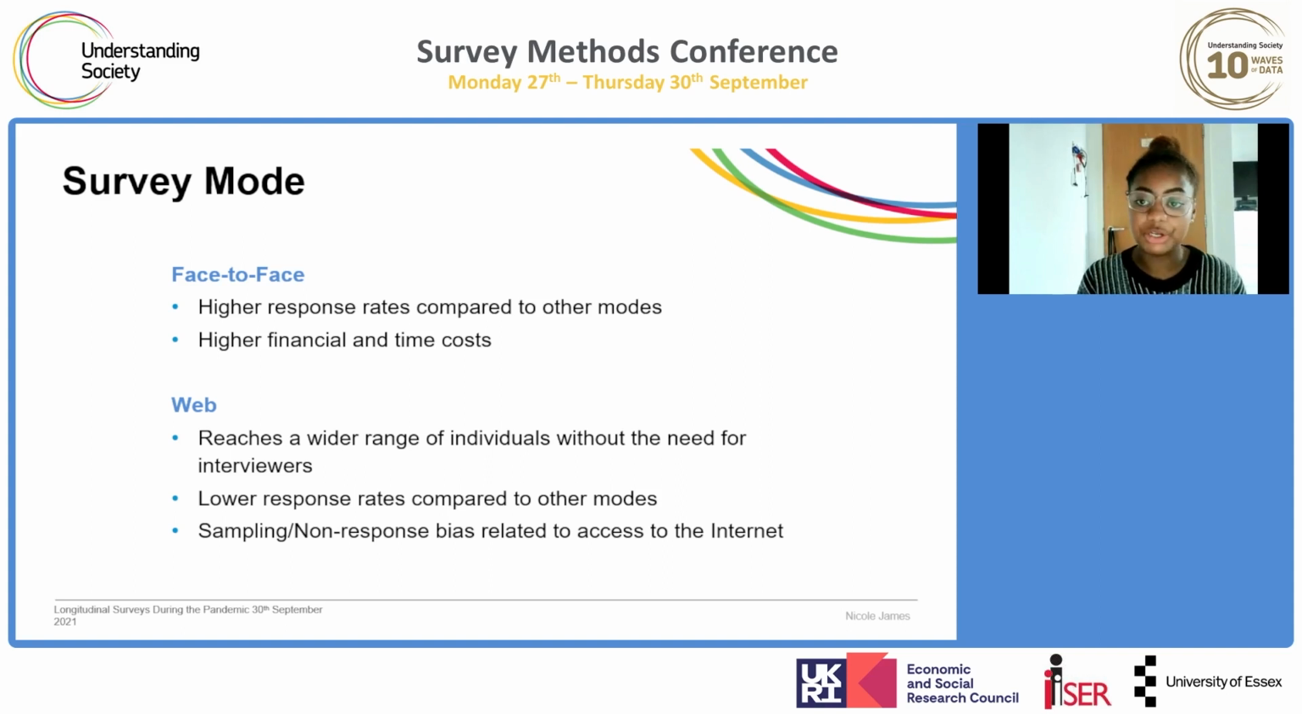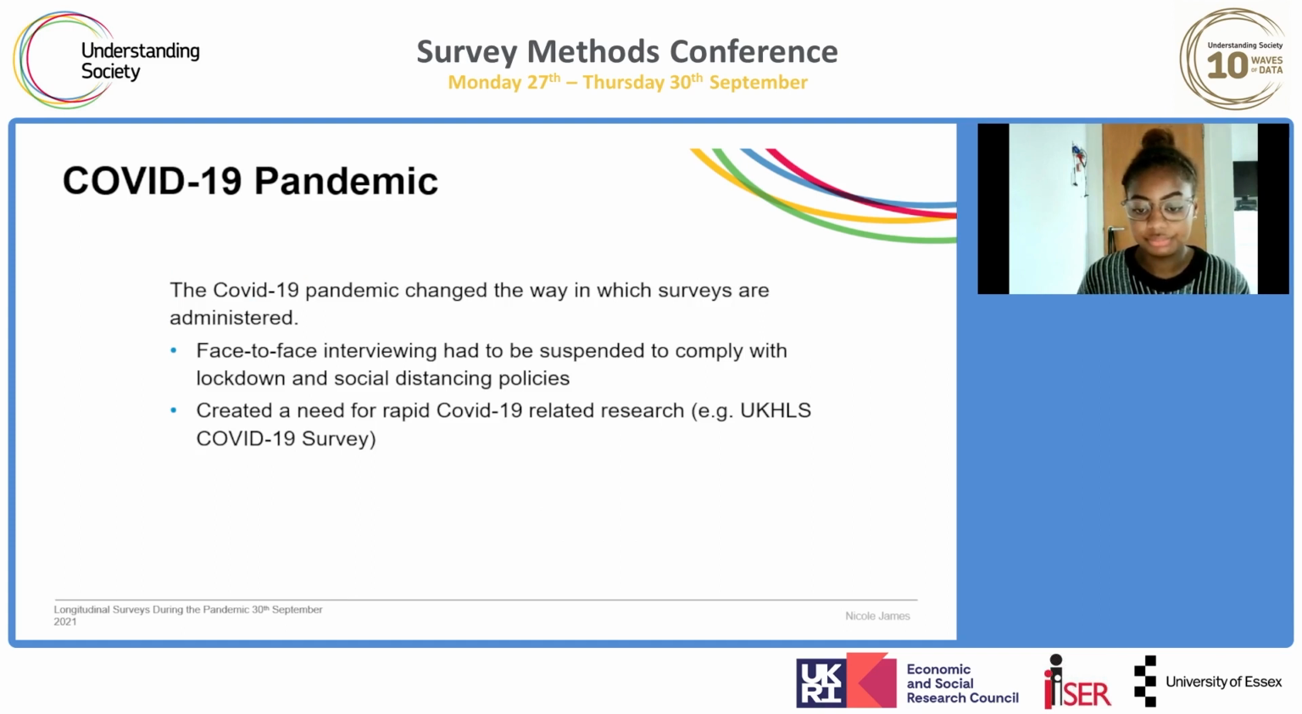And also it's worth noting that changing mode in the middle of a survey can be harmful to response rates. And I'll go into this in the next slide. So the COVID-19 pandemic changed the way in which surveys are administered. Face-to-face interviewing had to be suspended to comply with lockdown and social distancing policies. And it also created the need for rapid COVID-19 related research, such as the Understanding Society COVID-19 survey.